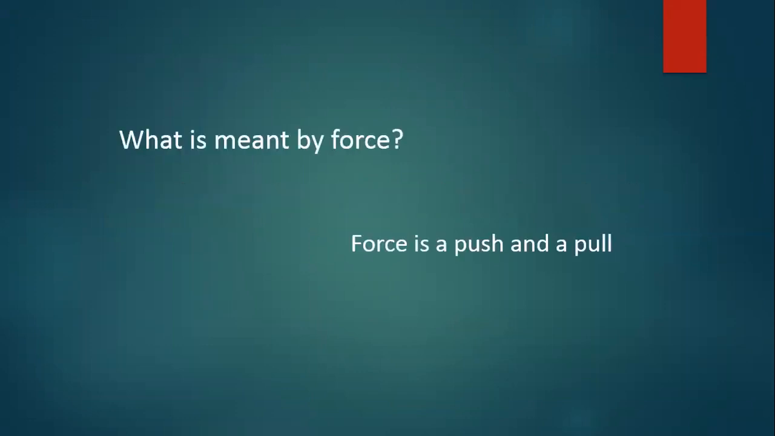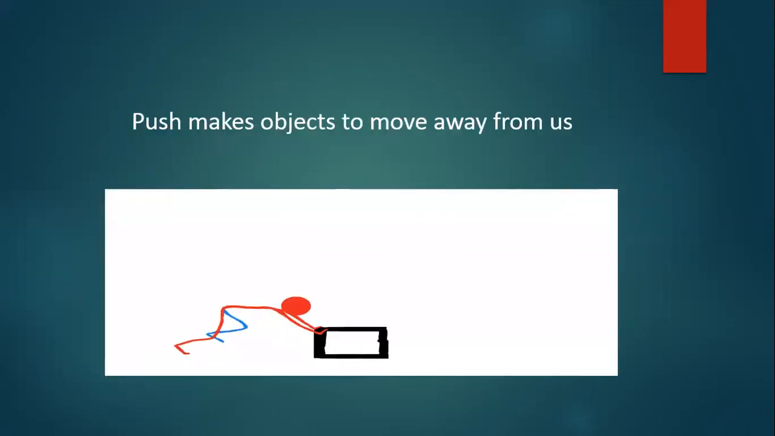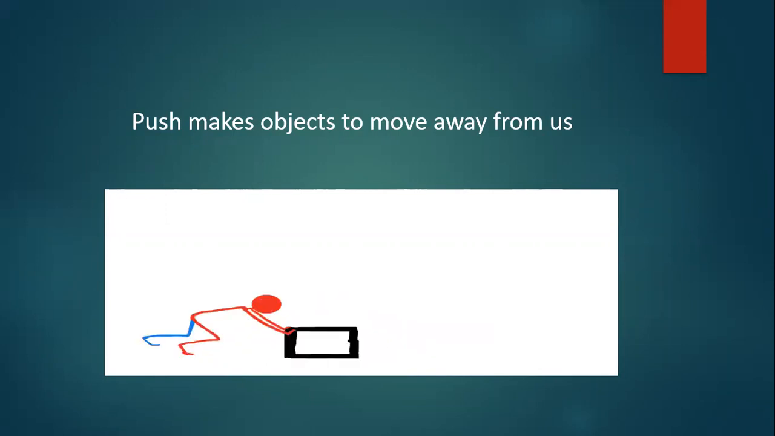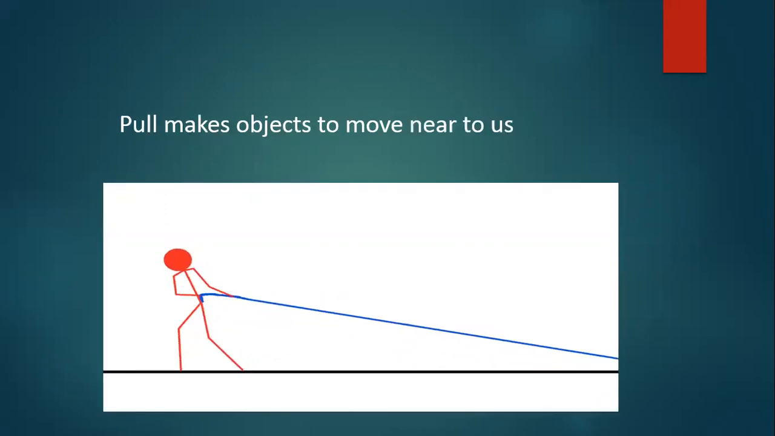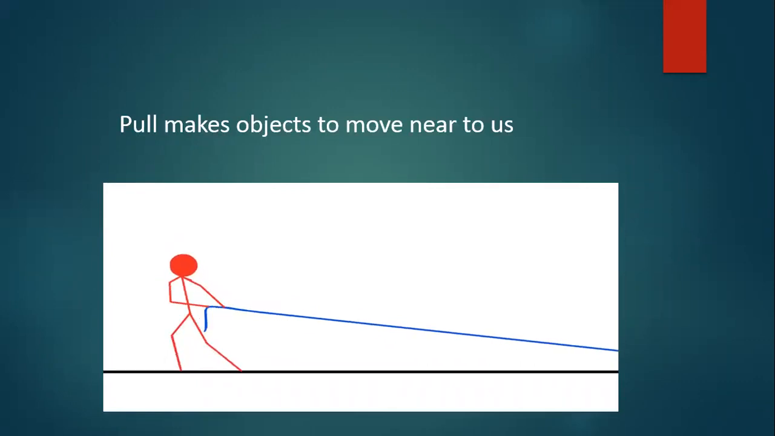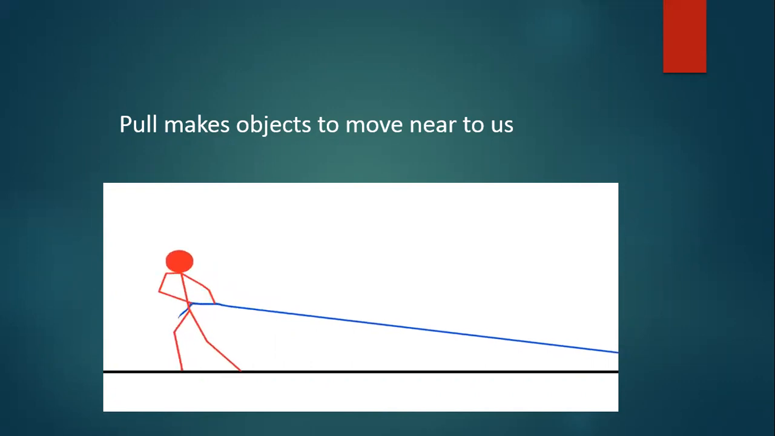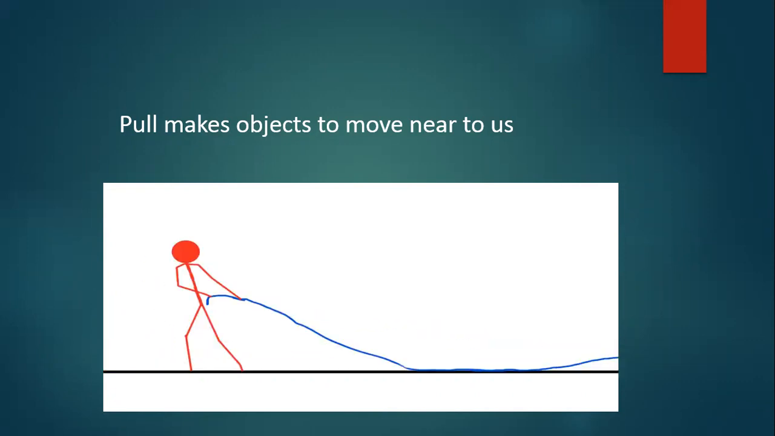What is meant by force? Force is a push or a pull. So when I say the word force, I mean push or pull, according to the picture or the question. Let's see the difference between push and pull. Push makes objects move away from us, but pull makes objects move near to us. Push and pull are opposite actions. One of them moves in one direction and the other moves in another direction.